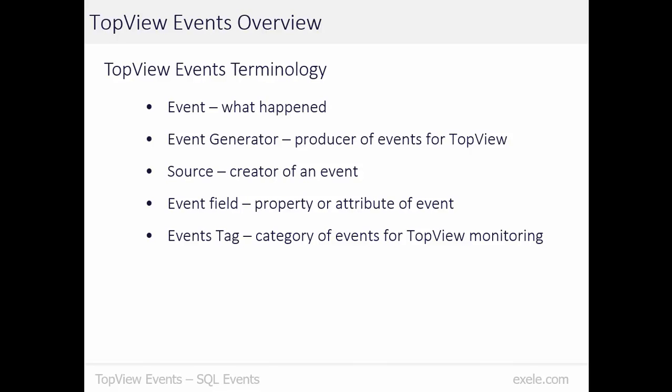Each event contains properties or fields that describe the details of the event. These properties include the source name, an event timestamp, and additional fields unique to the event generator. An events tag identifies a specific type or category of events that can be monitored by TopView. Each events tag is defined by an event generator and an event filter. An example events tag could be created to monitor all printer out of paper alarms from the South Campus.